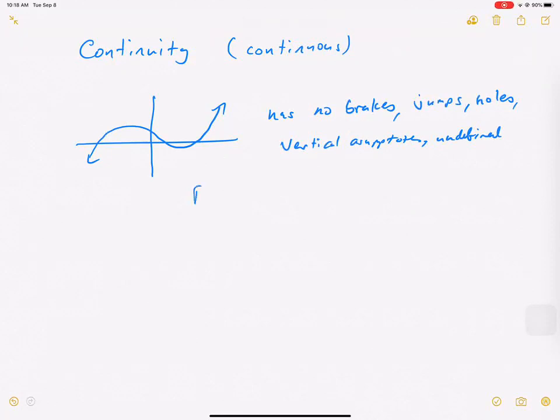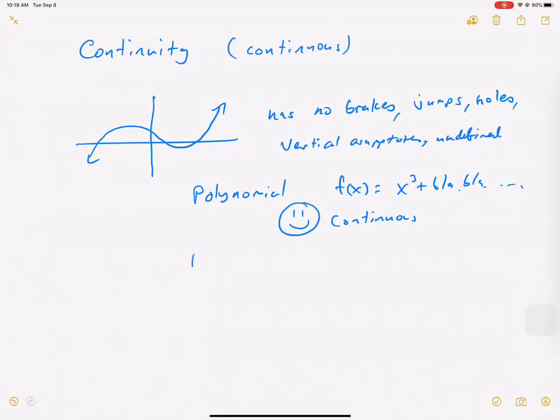Now, all polynomial functions, like if f of x is equal to x cubed plus blah, blah, blah, right? These are all continuous functions. When we get into trouble is when we start doing rationals. So polynomials are continuous, but usually the problems are when we look at rationals. So fractions. That's when we end up with problems, when we could have issues. Also what we call piecewise functions. Right? These are when we're kind of like, uh-oh. Be a little careful here.